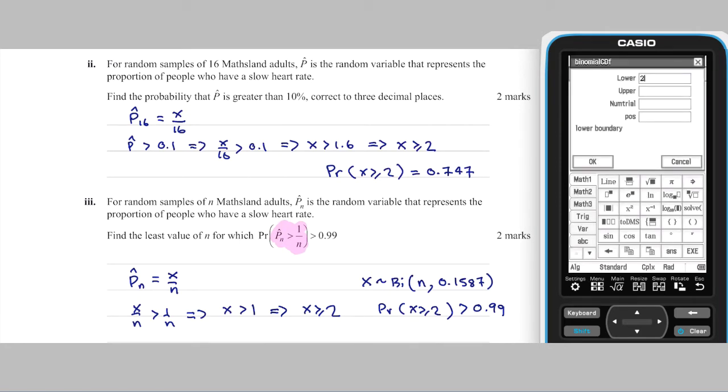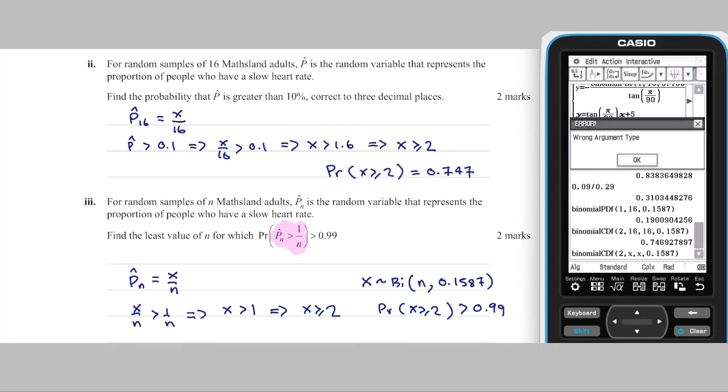The probability is between 2 and the sample size, which at this stage is x, given the sample size x and the probability of success 0.1587. Whilst this cannot be calculated directly in the main menu, it is this structure that we are interested in. I'm going to copy this and paste it into a table to investigate the values of x that satisfy the criteria greater than 0.99.